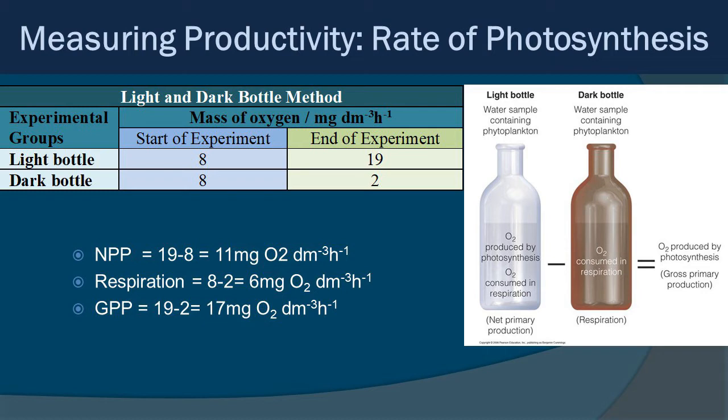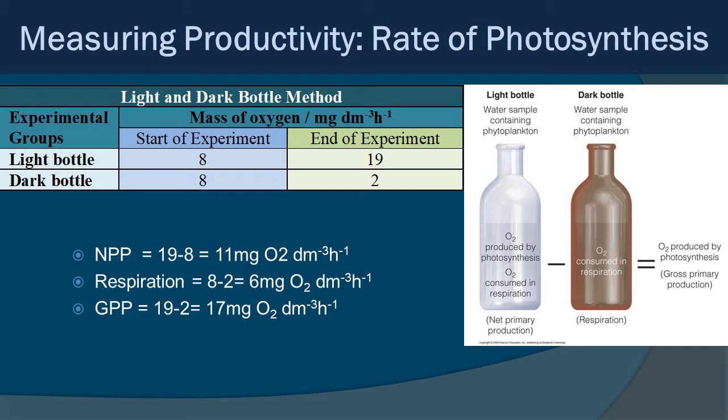In the light bottle, we can start off with 8 milligrams of oxygen. In the dark bottle, we start off with 8 milligrams of oxygen. At the end of the experiment, after a certain amount of time, let's say an hour or two, the light bottle has 19 milligrams of oxygen and the dark bottle has 2 milligrams of oxygen. This shows us a few things. In the dark bottle, no photosynthesis is going on, so oxygen is not being created, it's being used up through respiration. In the light bottle, you definitely have photosynthesis going on, and thus your oxygen levels keep increasing.